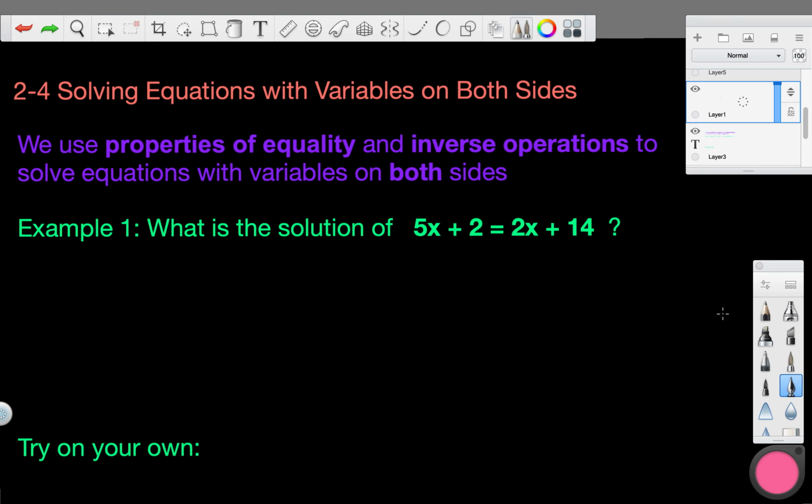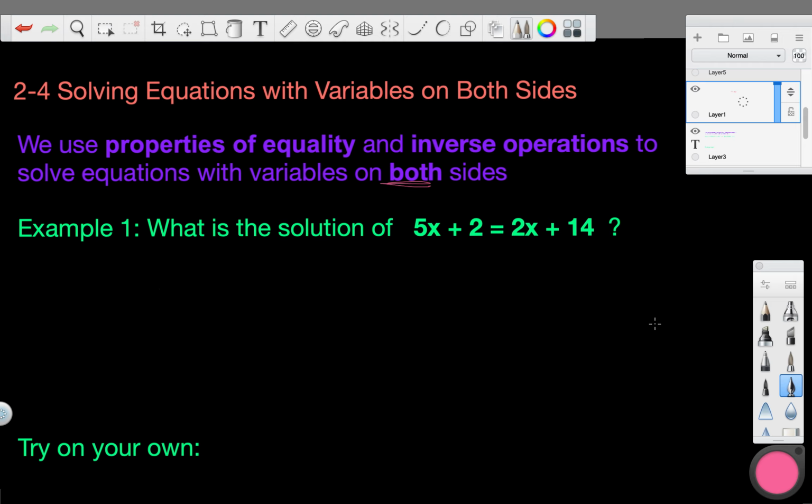So I need you guys to take notes. As always, write down questions that you have, and I will be sure to go over them in class. So we do use those same properties of equality and those inverse operations to solve equations with variables on both sides of the equations. Okay, so it's really important to know that we can also do it when we have variables on both sides of the equations.